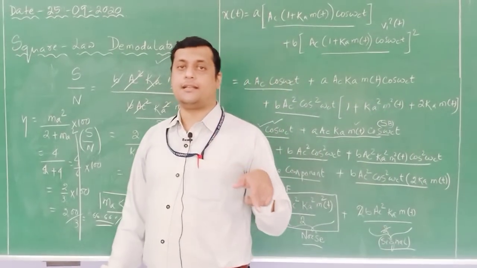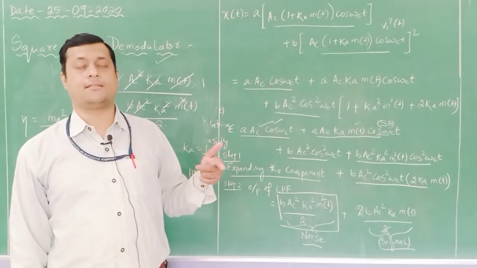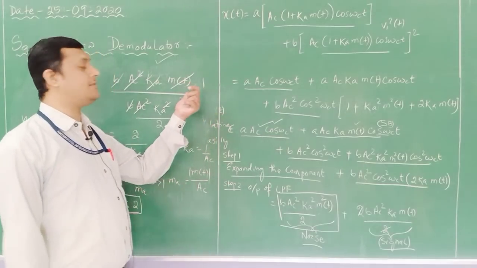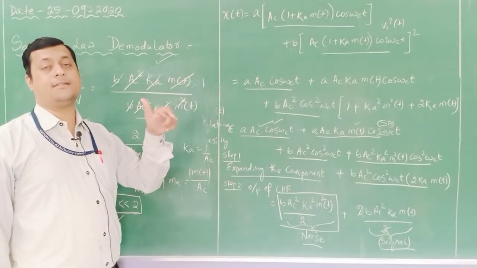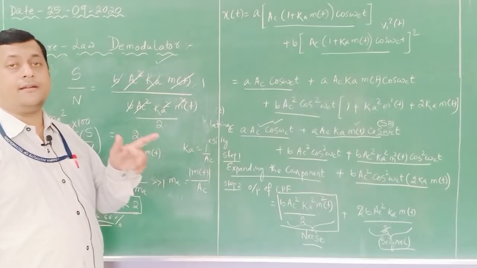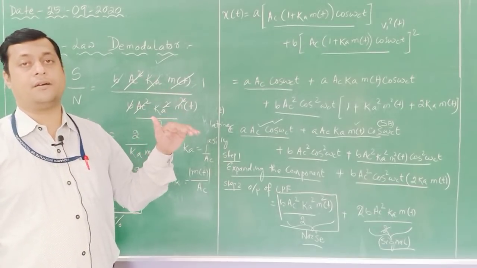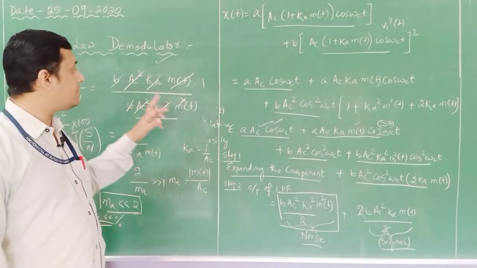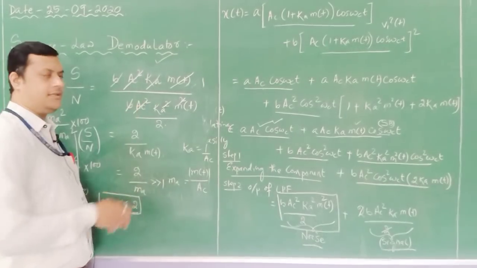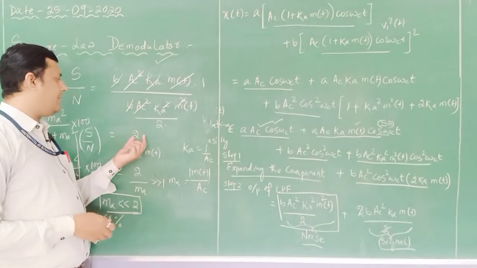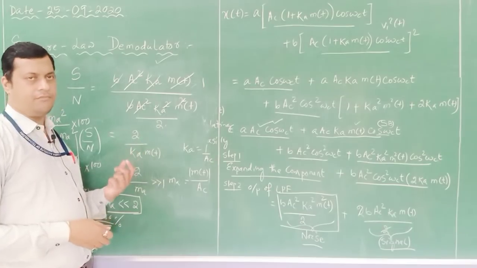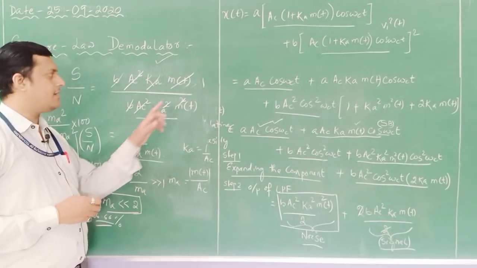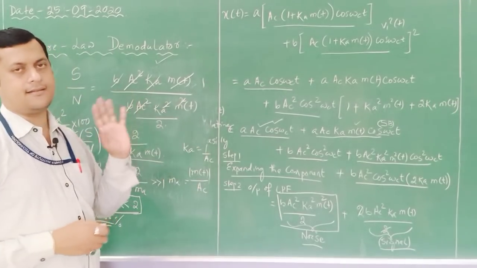If the signal to noise ratio is greater than 1, the possibility of reconstructing the modulating signal is higher. But if the signal to noise ratio is less than 1, reconstruction is very difficult and the modulating signal won't be recovered as strongly as what we transmit at the transmitter end. So here we have considered signal to noise ratio. The signal to noise ratio we have derived as 2 divided by k into m of t. This k into m of t is nothing but the modulation index.